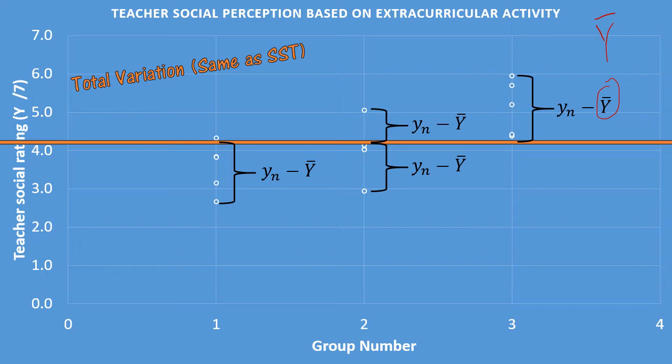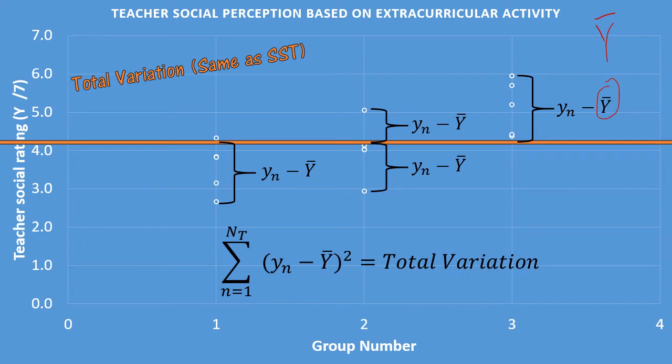Now we want variation, which is about squaring it, because we want to get rid of all those negative terms that are going to cancel out. So our final formula is the same as what it was in linear regression. We have Yn minus capital Y bar, that quantity squared, and we do that for everything in the data sample. Nt is the total number in the entire data sample, so from 1 to, in this case, 15. And that's just our total variation, which in linear regression would be the SST. Here we just call it total variation.